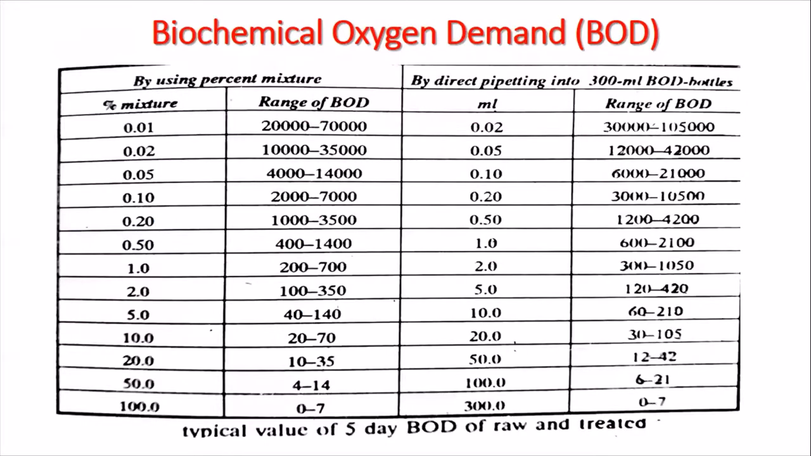So, this is a table of biological oxygen demand. In the first column, there is the percentage of mixture. In the second, the range of BOD. In the third, the direction of pipetting into 300 ml BOD bottles. This is a typical value of 5-day BOD of raw water and treated water.